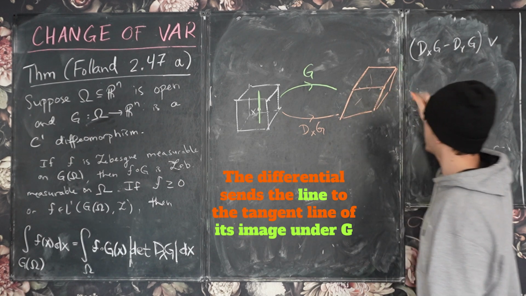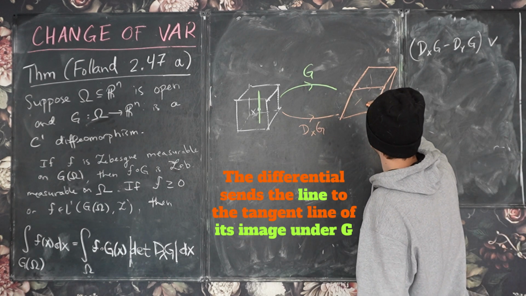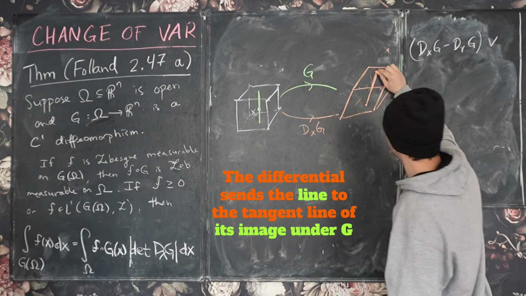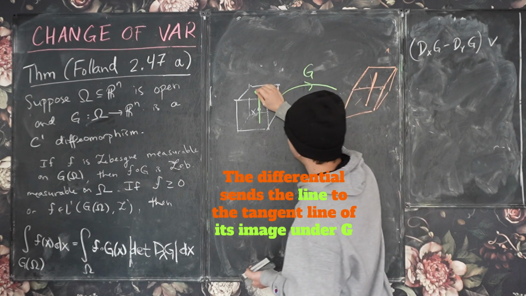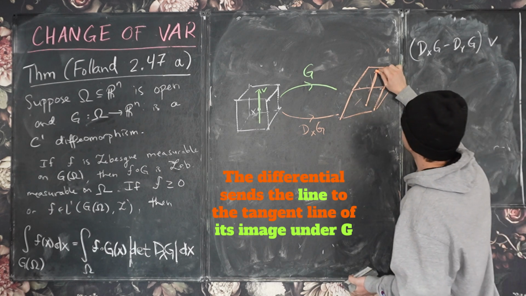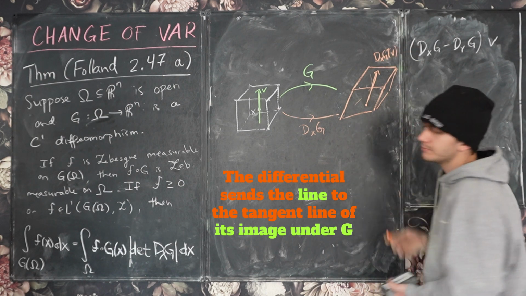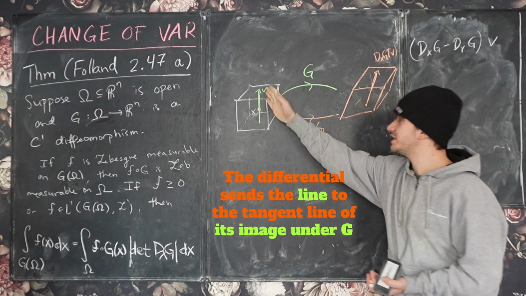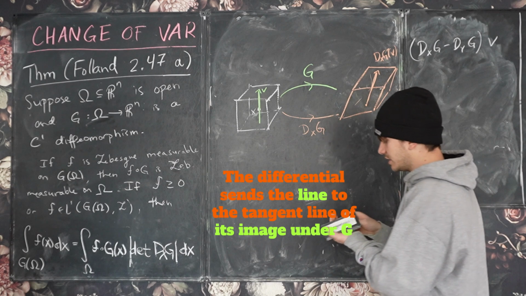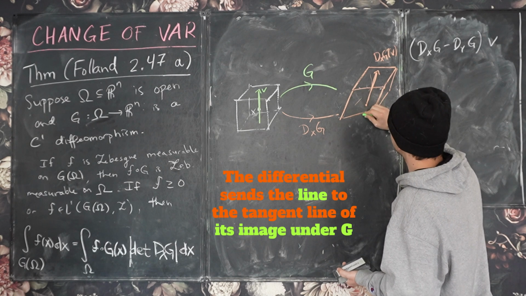And this line might get sent to a line like this, a true line. If this line has direction vector v and goes through the point x, then this image line will have direction vector dxg of v. Now, where does g send the line? Well, we don't know, but we do know one thing: g is going to send this line to a curve. So it'll send it to some curve.